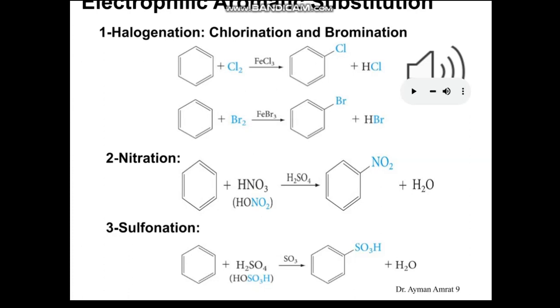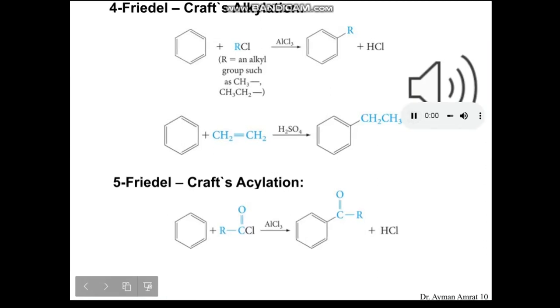The fourth type of electrophilic substitution reaction of aromatic compounds is Friedel-Crafts alkylation, and the fifth is Friedel-Crafts acylation. Alkylation means replacing one of the benzene hydrogens with an alkyl group, while Friedel-Crafts acylation replaces it with an acyl group, RC double bond O. Friedel-Crafts alkylation occurs in the presence of AlCl3 catalyst.